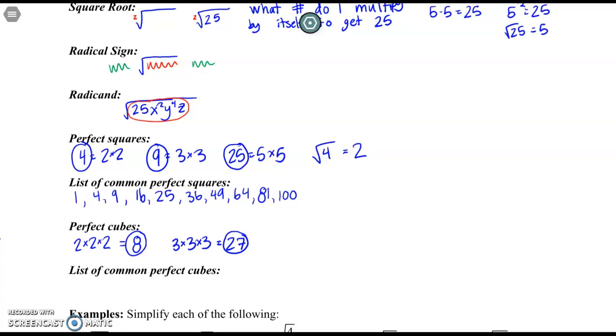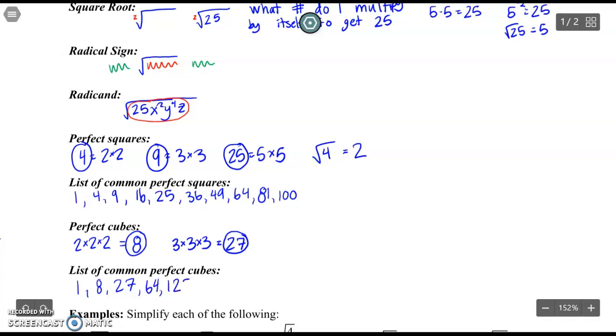So let's start. Common perfect cubes are 1, 8, 27, 64, and 125. Those are just a few of them. You could go on forever, technically, but we won't right now.